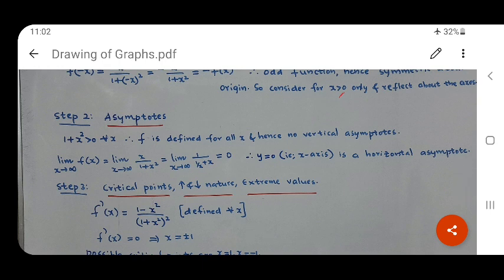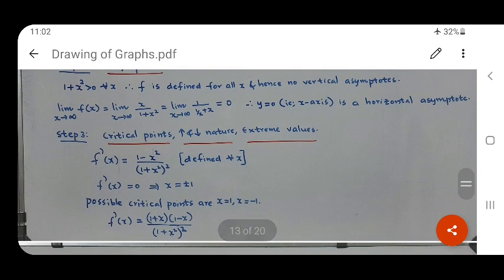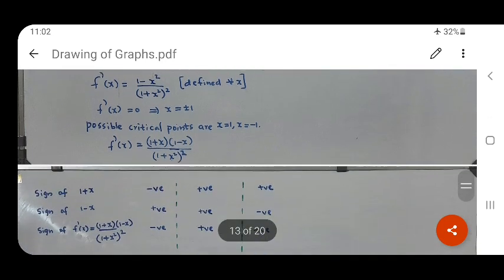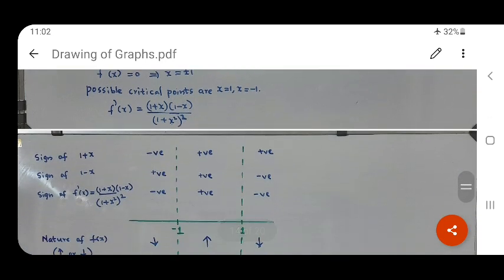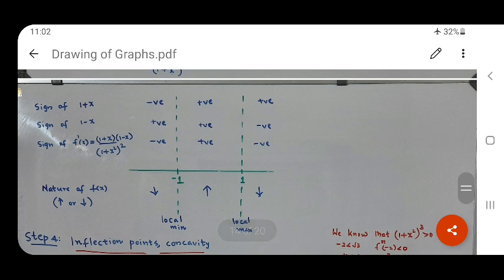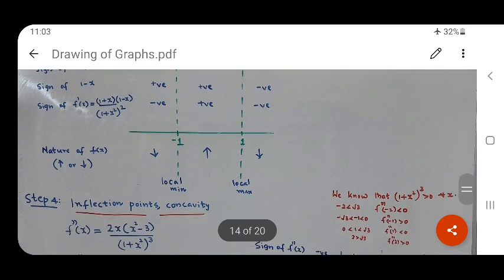Again, f dash x equal to 0 implies x equal to plus or minus 1, which implies 1 and minus 1 are the possible critical points. Again, we find the sign of f dash of x on the intervals minus infinity to minus 1, then minus 1 to 1 and 1 to infinity. Note that in minus infinity to minus 1 the function is decreasing, minus 1 to 1 it is increasing, and 1 to infinity it is decreasing. Therefore, minus 1 is a point of local minimum and 1 is a point of local maximum.